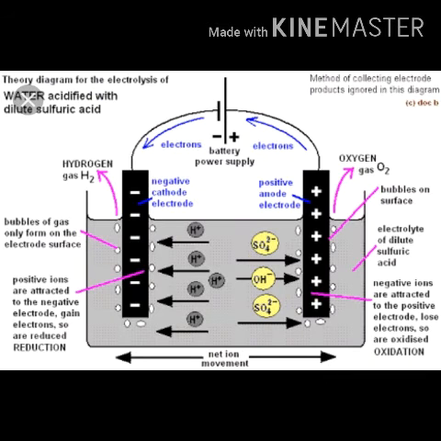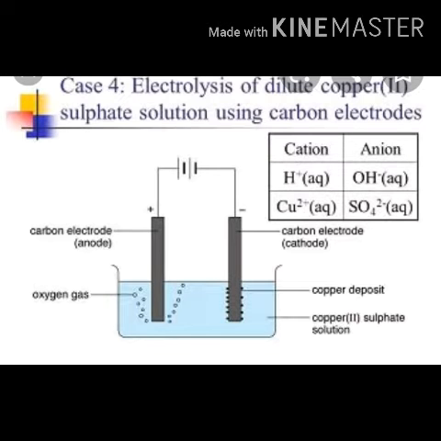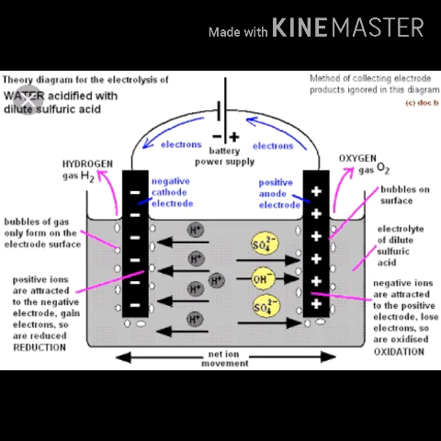Reaction occurring at the cathode: Cu plus 2 takes 2 electrons to change into Cu element. Both Cu plus 2 and H plus ions move toward the cathode, but in the electrochemical series, the position of Cu plus 2 ion is lower than the H plus ion. So Cu plus 2 ion is reduced more readily than H plus ion, and reddish brown copper is deposited at the cathode.